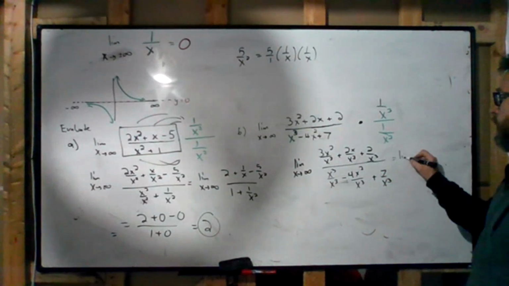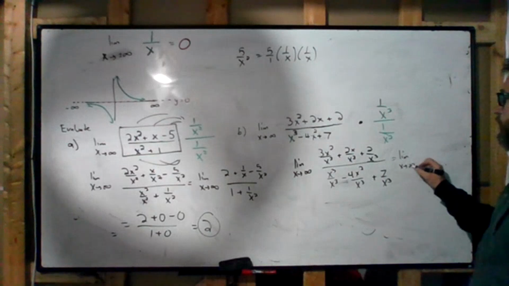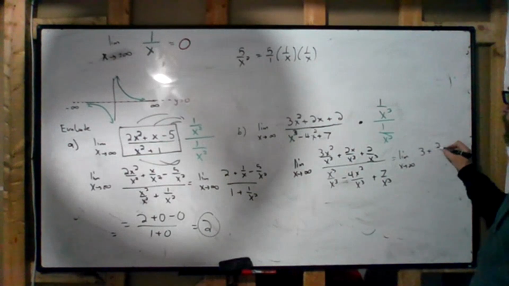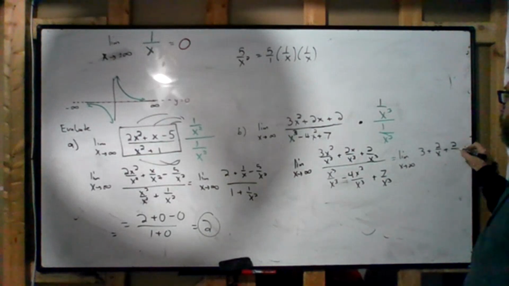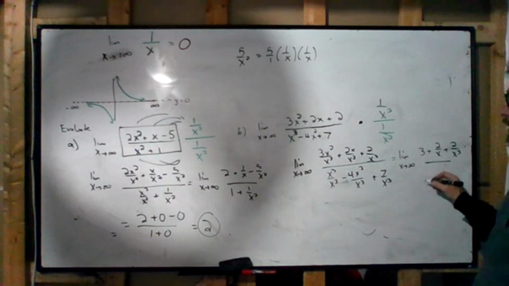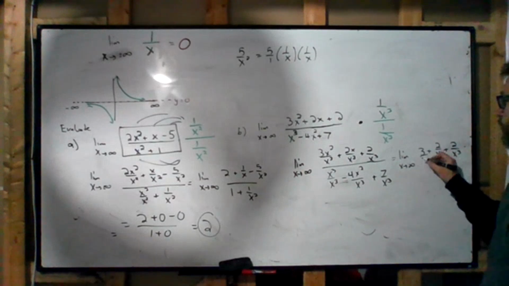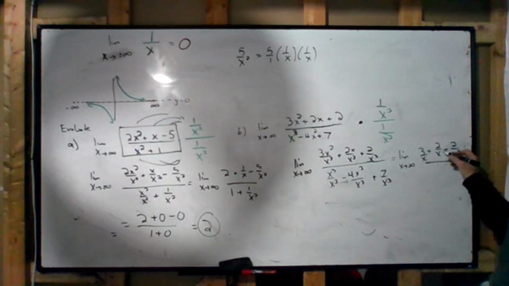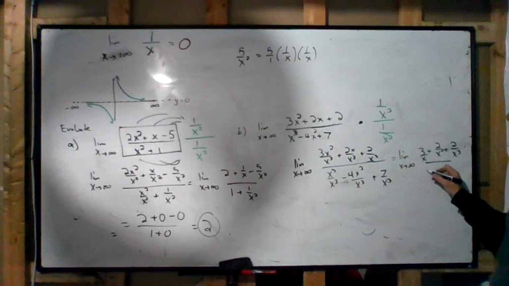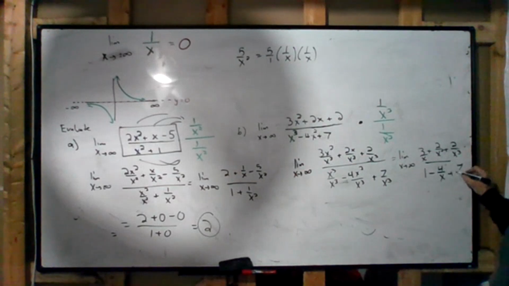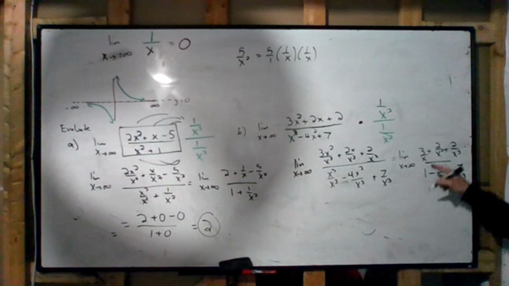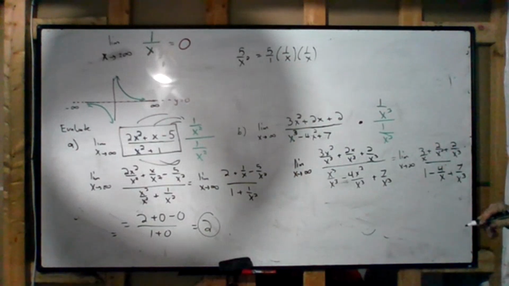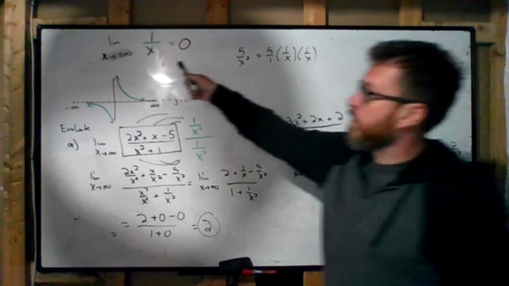So this is going to be the limit as x approaches infinity of 3 plus 2 over x plus 2 over x cubed. The bottom is going to be 1 minus 4 over x plus 7 over x cubed. And what I know is that anything that has an x on the bottom and a constant on top is going to go to 0.